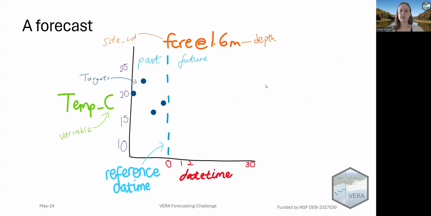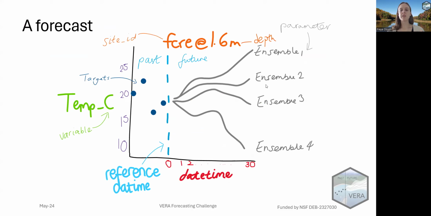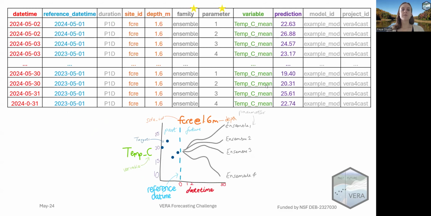Another way we can represent uncertainty is through multiple simulations of the future. These are called ensemble members, which are described in the parameter column. All of the other parts of the forecast are the same. So we have that reference date time, which describes the date that the forecast was generated. So again, for real-time forecast, that's going to be today. We have our date time, our site ID, depth, and variables, all as described with the other type of representation of uncertainty. So this might look something like this.